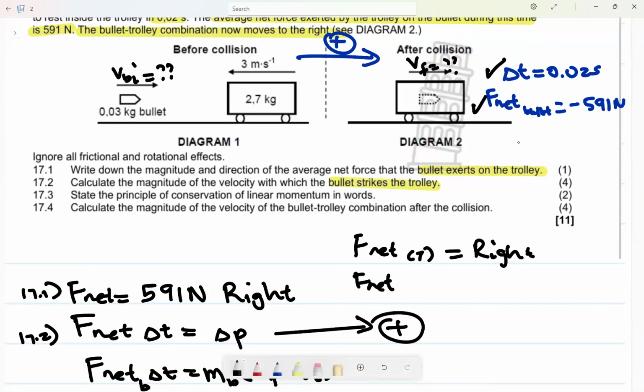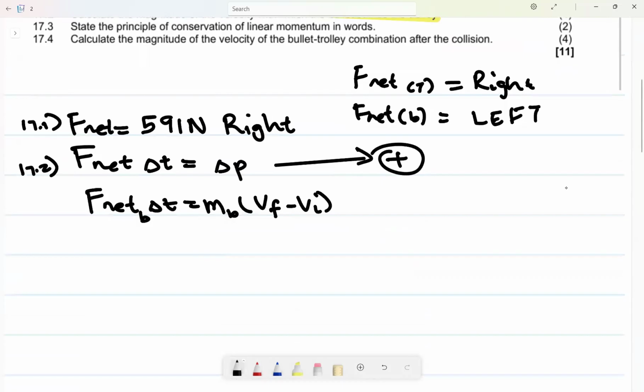But the net force that the bullet experiences due to the trolley is to the left. Why? Because the trolley is moving towards the left and it collides with the block, so the block will experience a force that wants to move it towards the left. This is what I want you to understand. Therefore, the F net that the bullet experiences is negative. Why? Because I chose right as positive, but the F net is moving towards the left.